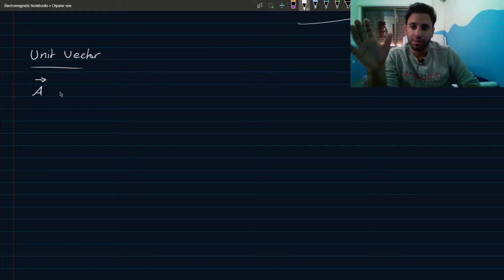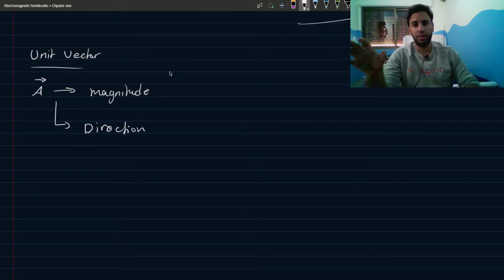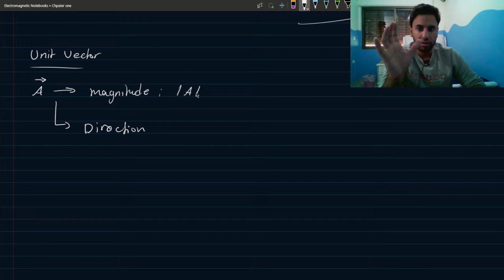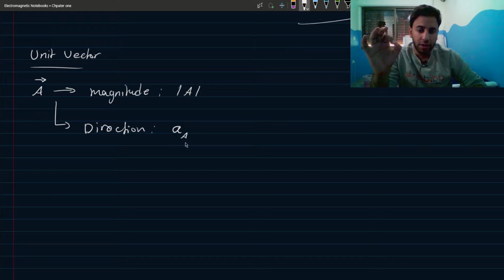Now, a vector, we said it has two parts. It has the magnitude part, and it has direction. The direction of the vector. To have a symbol for the magnitude, we put it between two lines. That is the magnitude of this vector. And the direction is a small a with the letter of the vector beneath it. Now we know that there's this unit vector.